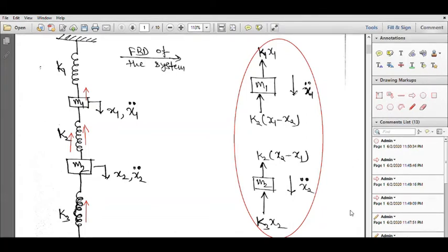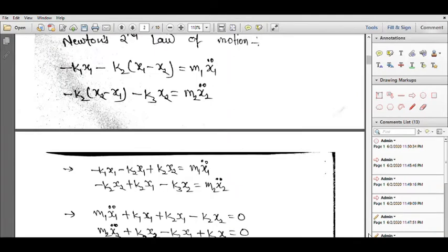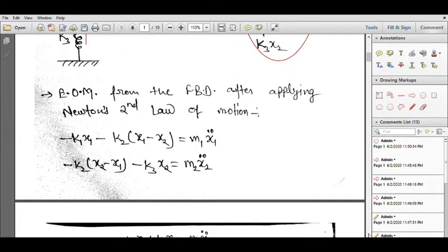Now with the help of the free body diagram, we can easily get the equations of motions for this kind of system. To get the equations of motions, we can apply Newton's second law of motion or D'Alembert's principle to the given system. I prefer applying Newton's second law of motion. So from the free body diagram, we can write the vector sum of all the forces is equal to 0. This is the statement of Newton's second law.